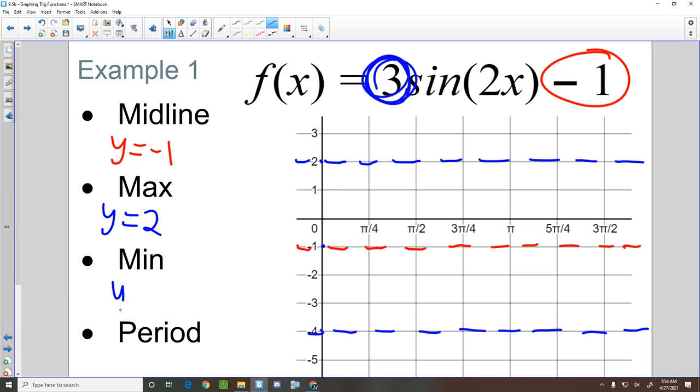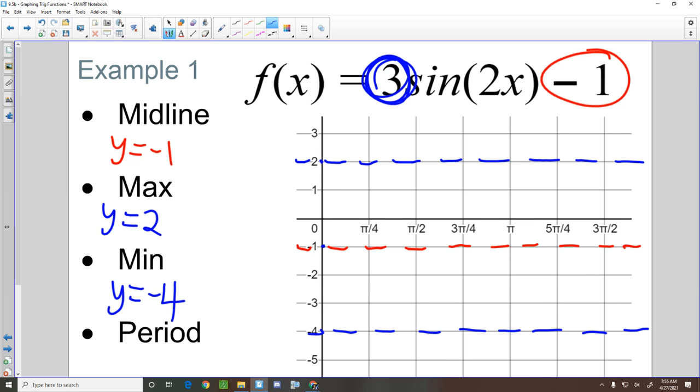So here, this is at y equals -4. You don't need to identify these lines. You don't need to write out y equals 2 and y equals -4. I'm just putting it there to help guide you. Typically, I would just go to the graph itself and count 3 above and 3 below and draw in those 2 guidelines for the maximum and the minimum, because that's where the tops of the waves and the bottom of the waves are going to hit.